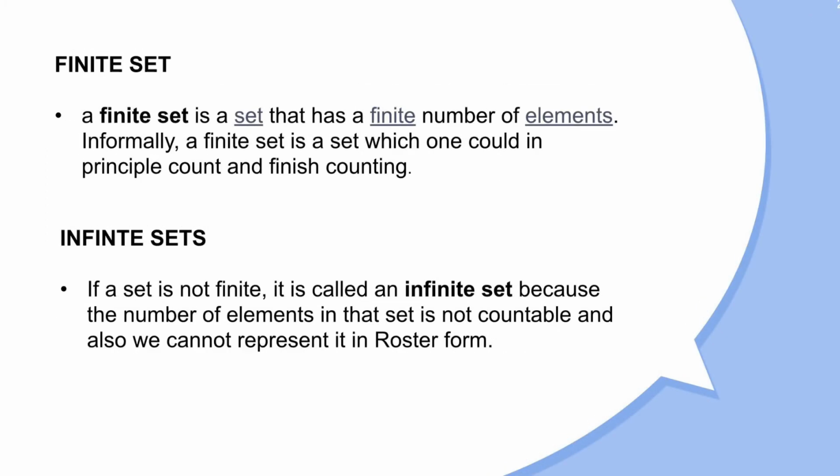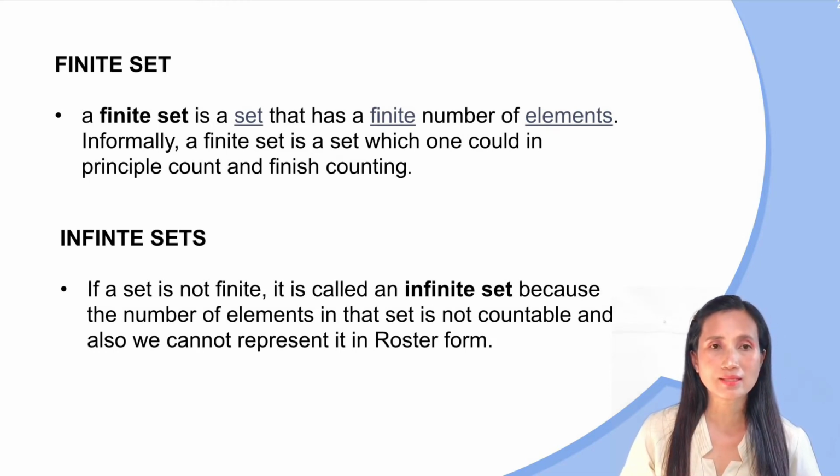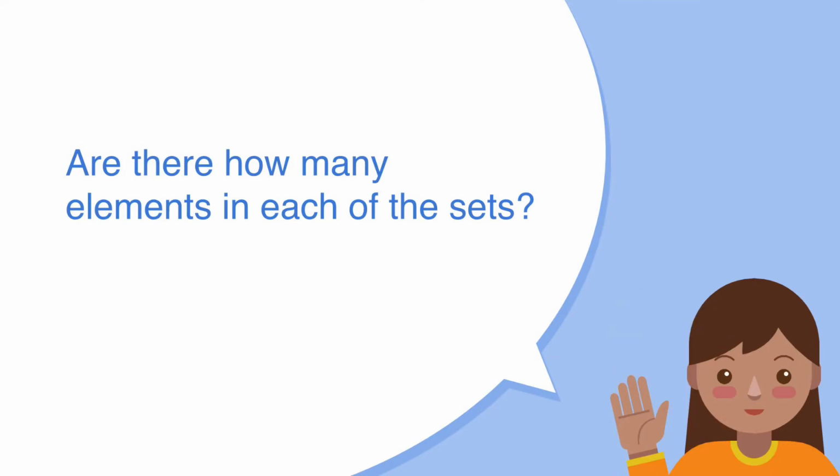Now, let us differentiate the 2 kinds of sets. So, a finite set is a set that has a finite number of elements. Informally, a finite set is a set whose elements one could count and finish counting. How about infinite sets? If a set is not finite, it is called an infinite set because the number of elements in that set is not finite. How many elements are there in each of the given sets?